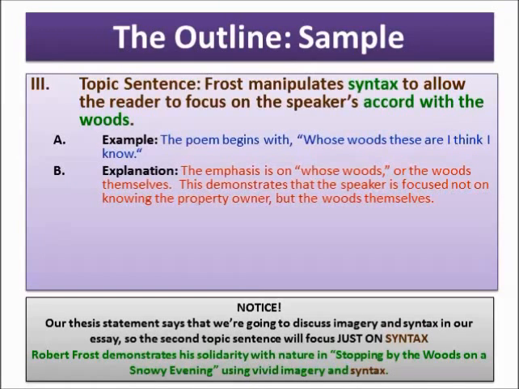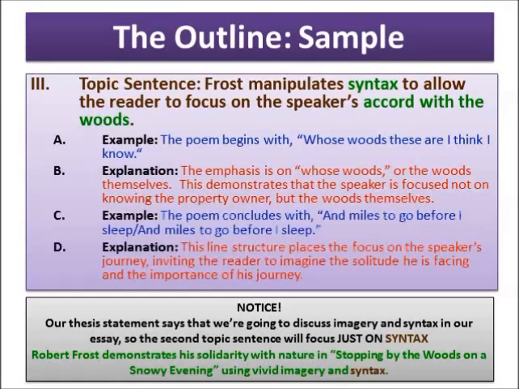Just like before, item A is an example from the text. And just like before, item B explains how that example shows syntax and explains how it connects to the purpose of our thesis statement, which is Frost demonstrating his solidarity with nature. Items C and D follow the exact same pattern. They are examples from the text in C, followed by an explanation of the example in item D.